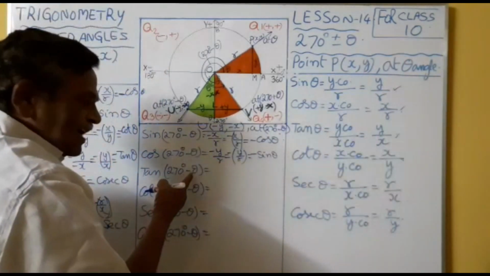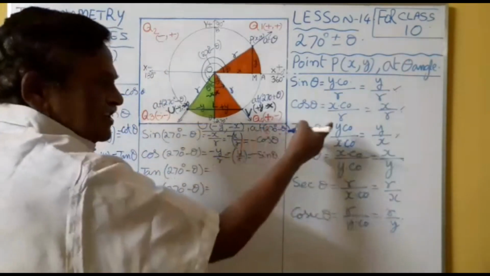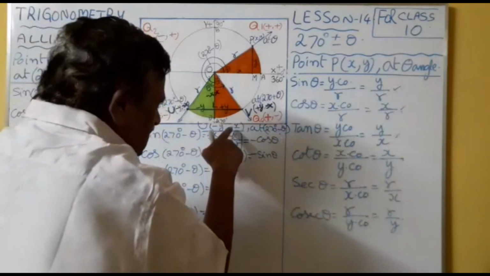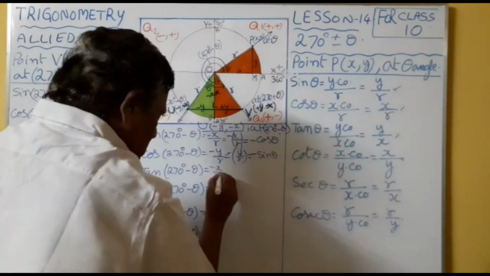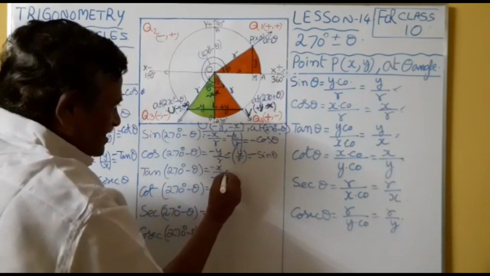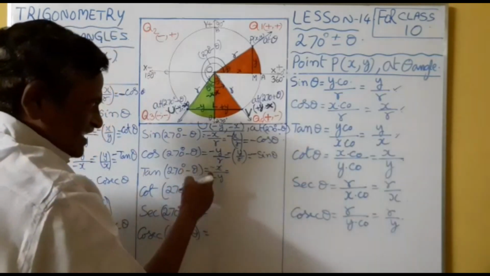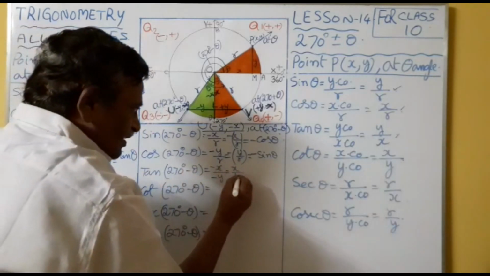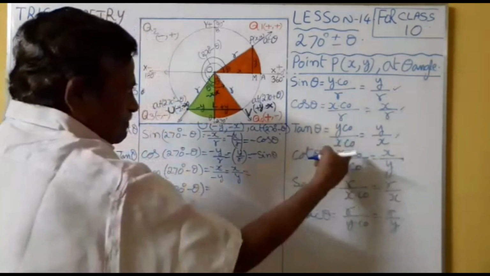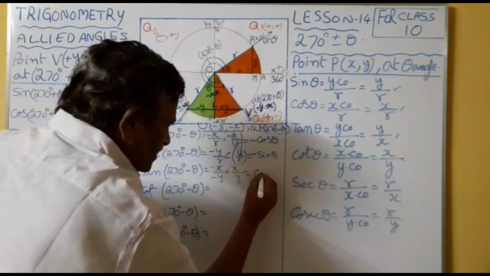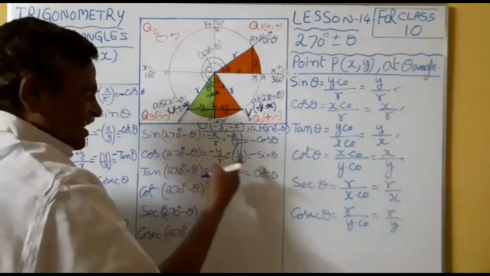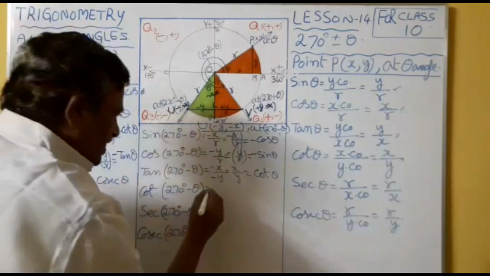Tan of 270 minus theta. Tan definition is y coordinate by x coordinate. Therefore, y coordinate minus x by x coordinate minus y. The minus signs get cancelled, x by y. But x by y is cot theta. Therefore, tan of 270 degrees minus theta is equal to cot theta.